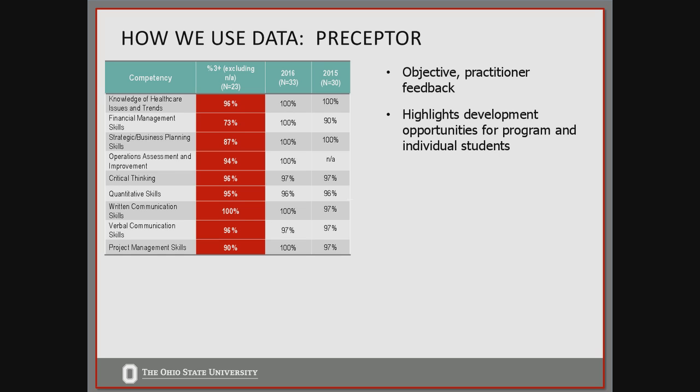This is how we use it at the program level, but at the student level, we can highlight if there's a particular student that has lower than expected attainment. And again, as we do this year over year, we can compare one cohort to the other to see if maybe there are cohort differences, or maybe we've had something fall through the cracks in our program.